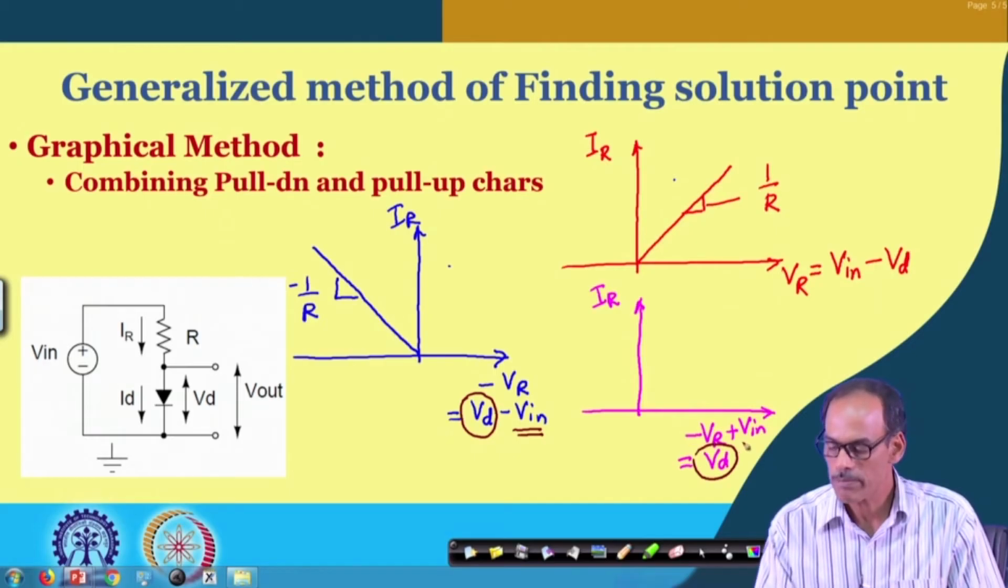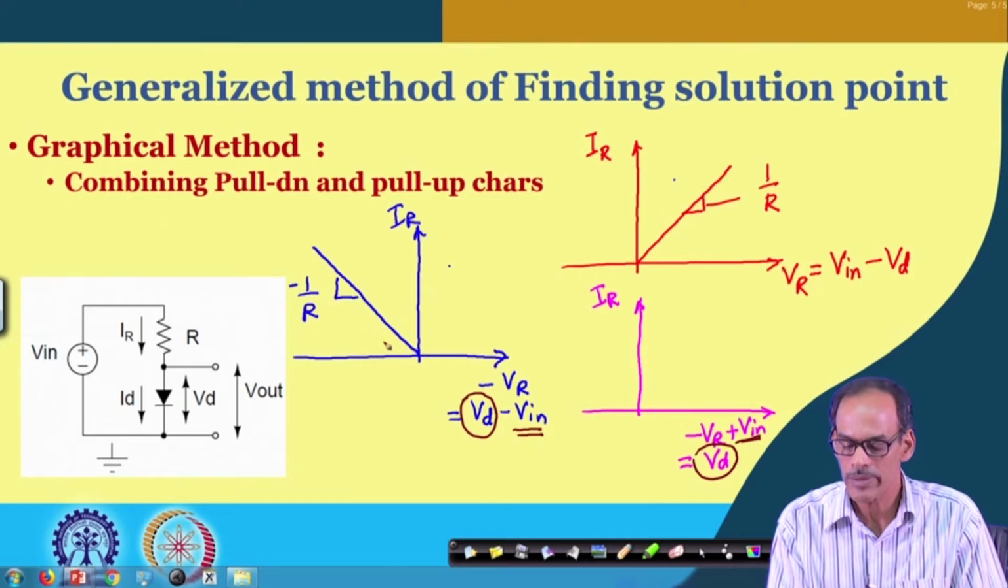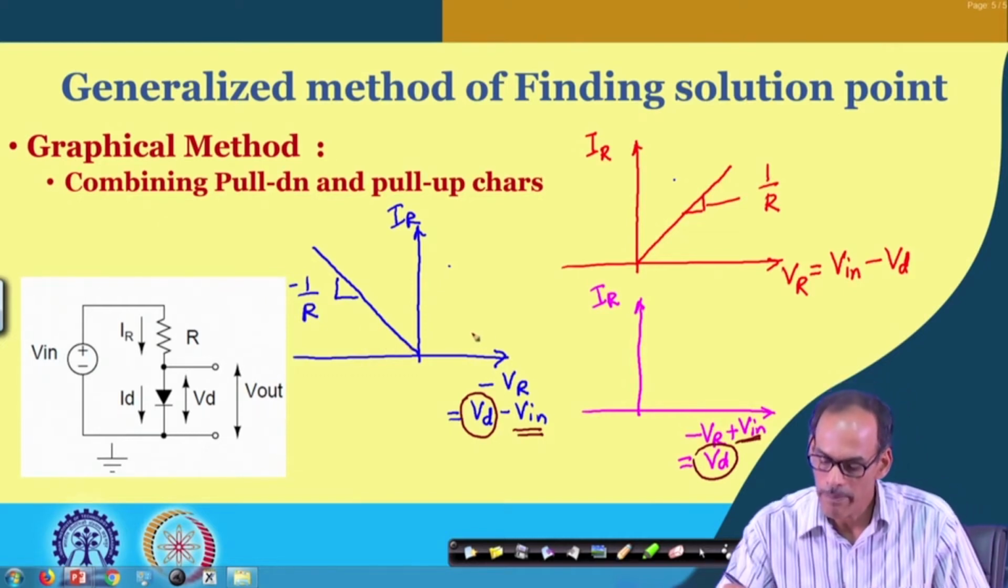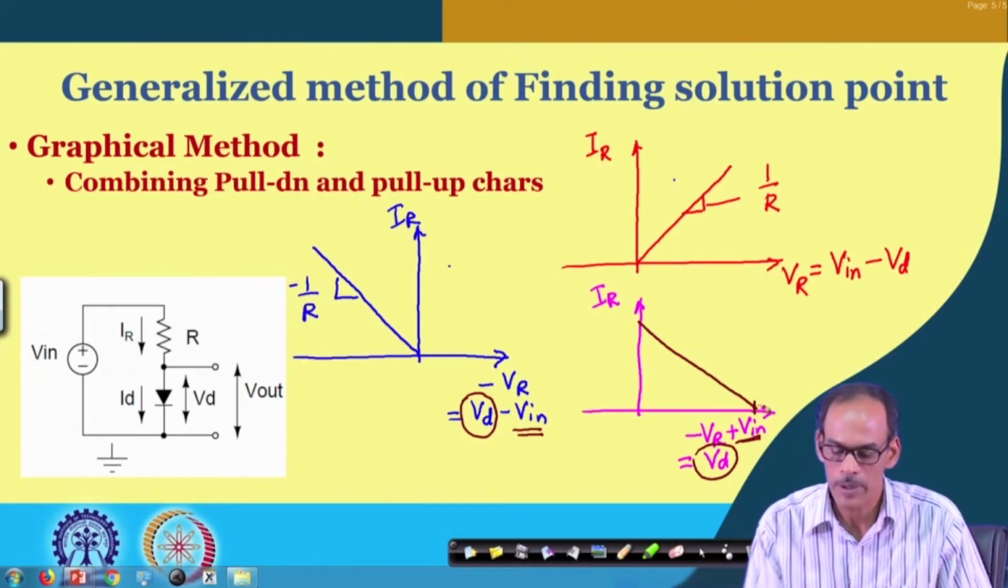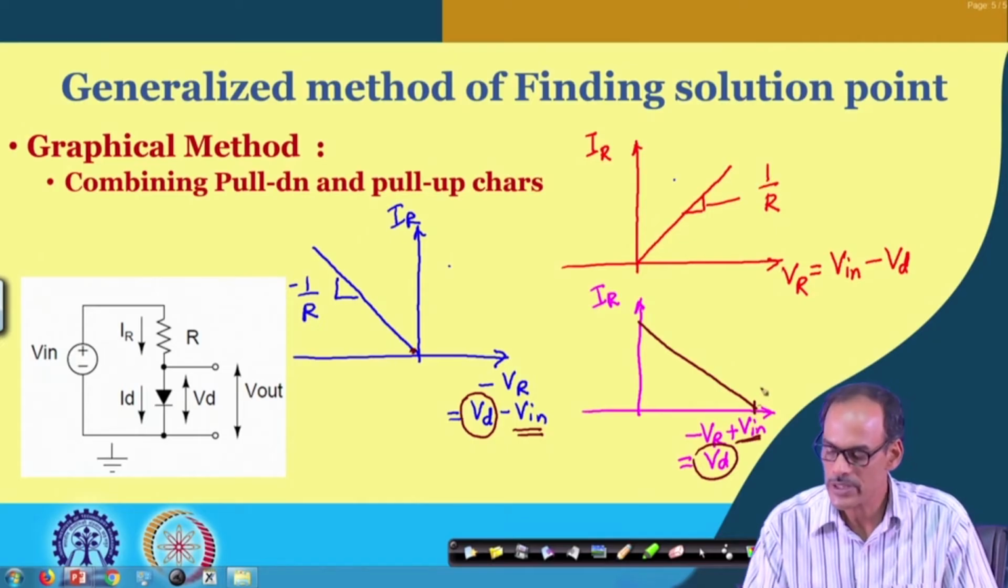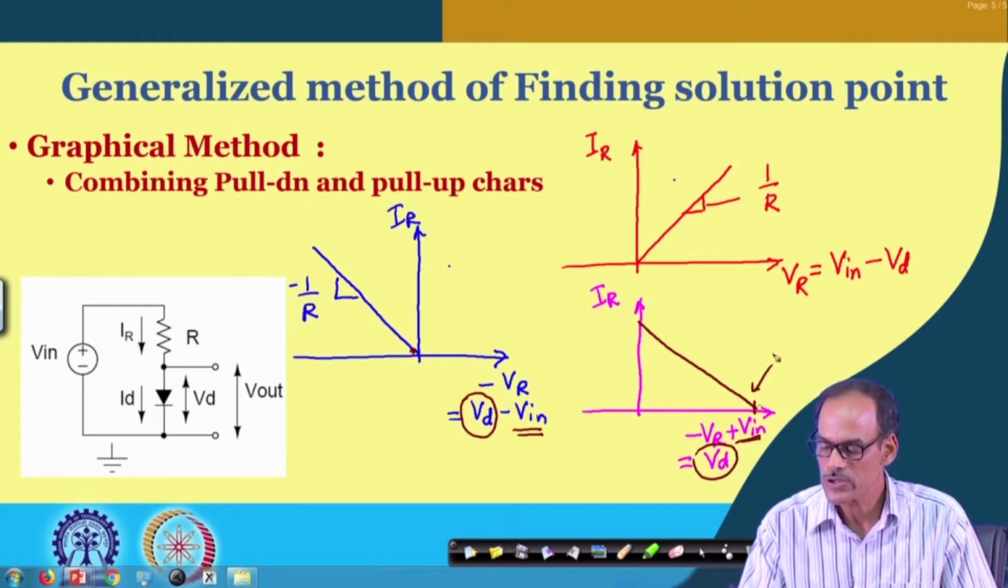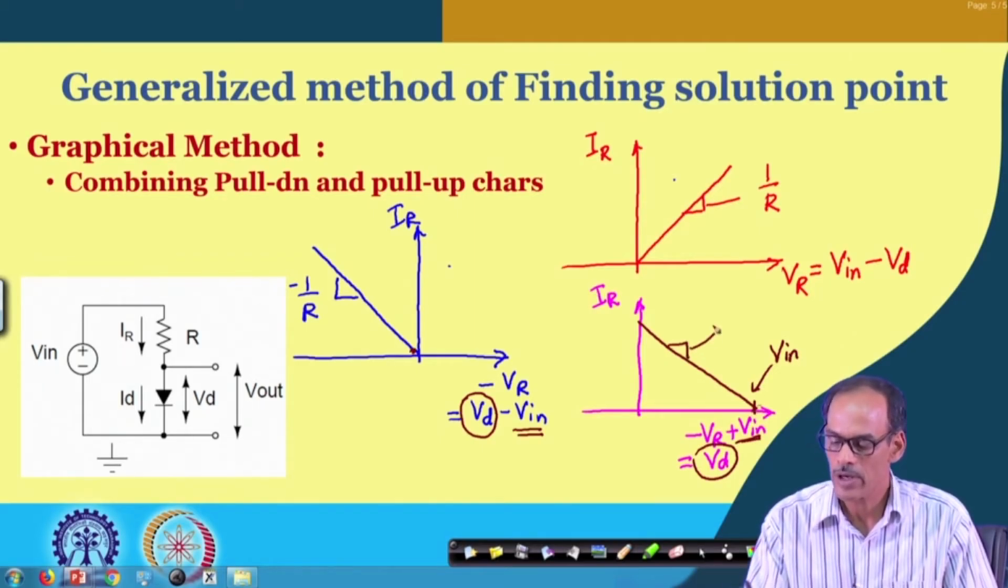And of course, by virtue of adding this V in, the whole characteristic curve gets shifted right by an amount of V in. So, we can say that this point of the characteristic curve gets shifted here, and the value of this expression, V d, equals V in. So, at this point it is V in. The slope of this line, however, remains the same, minus 1 by r.